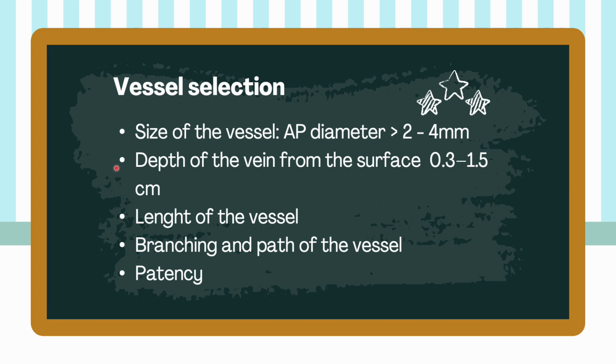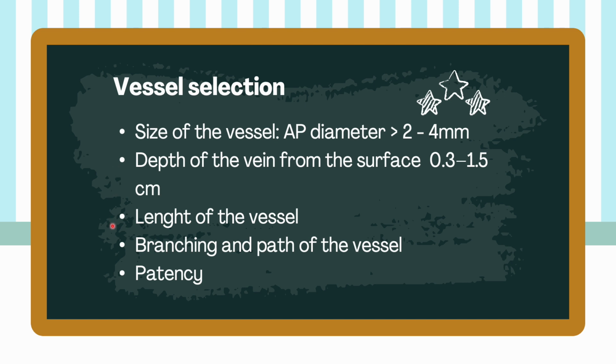The depth of the vessel from the surface also influences the chance of successful cannulation and longevity of the cannula. A short pathway to reach the vessel increases the proportion of the cannula within the lumen of the vessel, and this hence decreases the risk of kinking and dislodgement, as well as tissuing. Increased chance of success has been noted with vessels 0.3 to 1.5 cm from the surface.